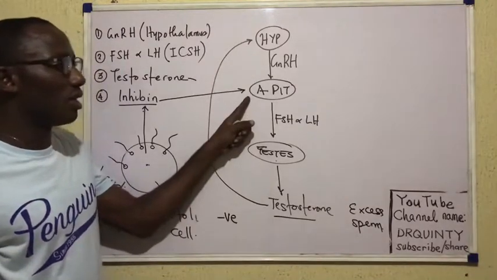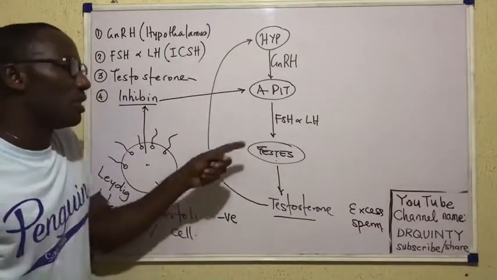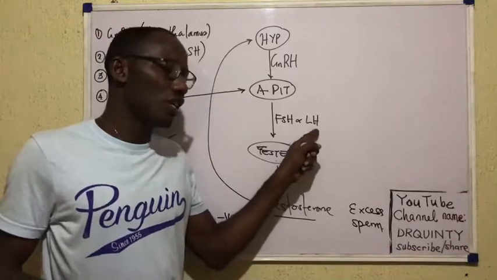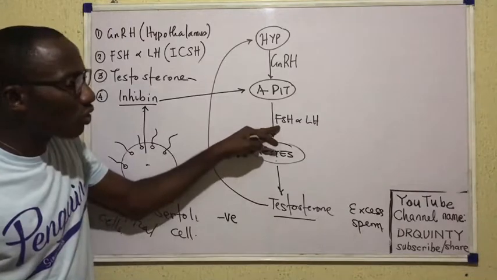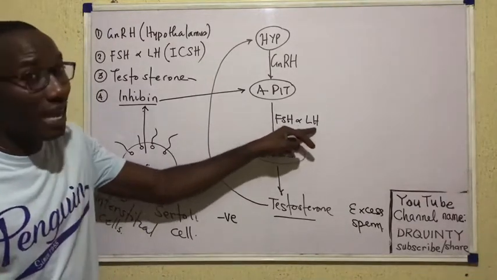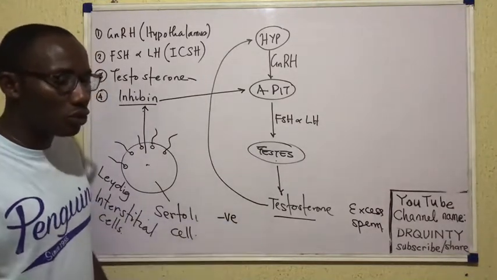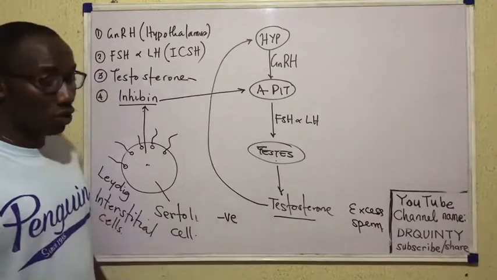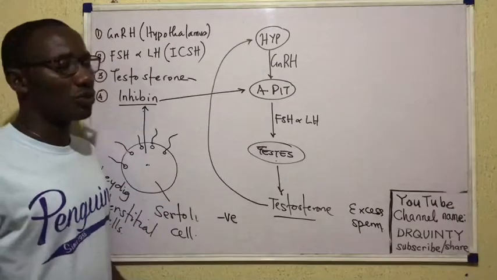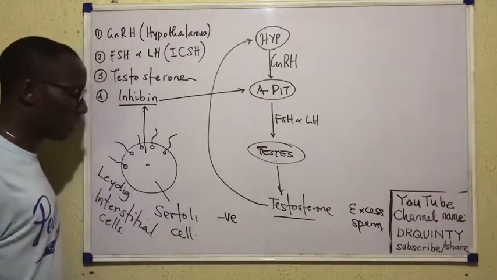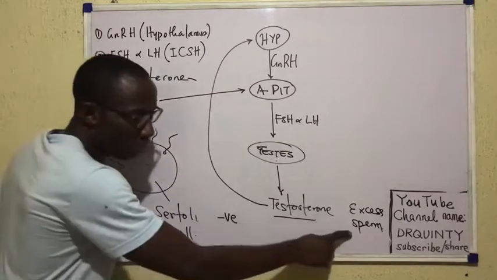And what does it do at the level of the anterior pituitary? It causes it to reduce the amount of FSH and LH being released, so that with the reduction in the levels of FSH and LH, the testis' own production of testosterone will drop. And when testosterone production drops, sperm production, spermatogenesis generally, will also reduce. So in that case, we say that the Sertoli cell releases inhibin to inhibit sperm production.